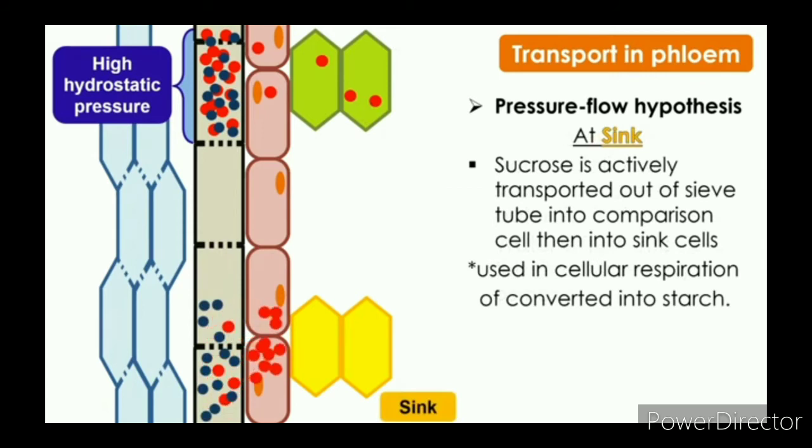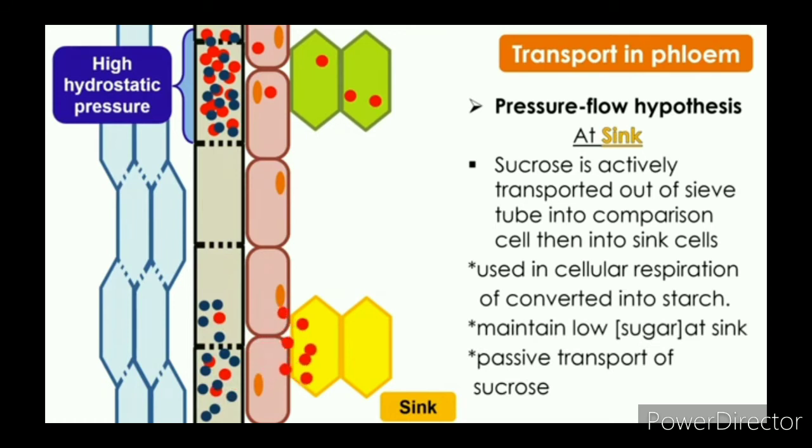At the sink, sucrose will be removed from the sieve tube into the companion cell and then into the sink cell by passive transport. The low concentration of sucrose inside the sink is maintained by sucrose being continuously used in cellular respiration and being converted into starch.